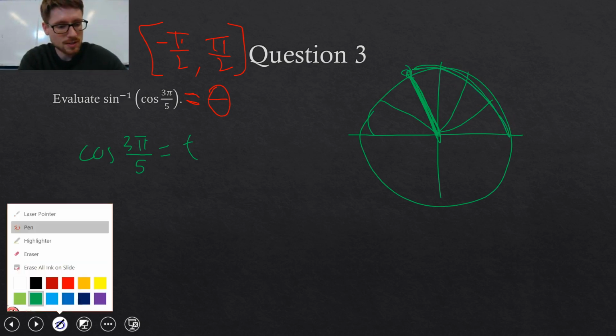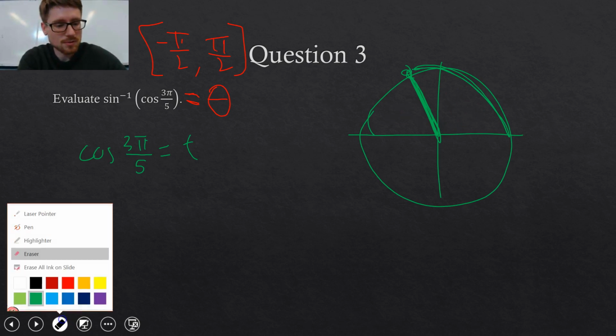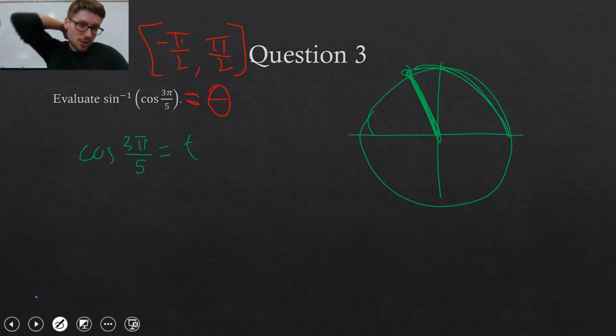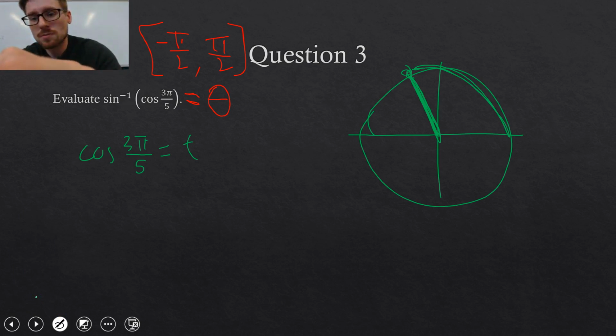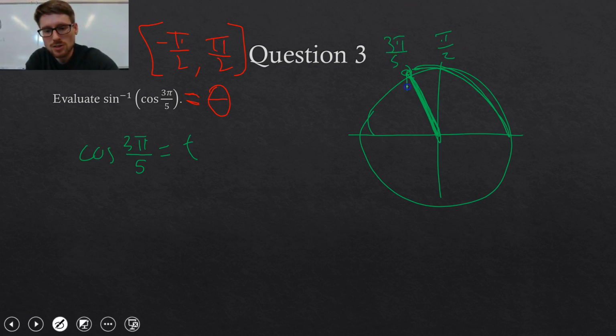I'm going to just erase these other ones so that we're less confused by them. That would be roughly 3 pi over 5. I know it's in quadrant 2 because it's more than pi over 2. It's more than a half of pi. Here's 3 pi over 5. Okay? So cosine of 3 pi over 5 is the x-coordinate. And we commonly just label that side of the triangle as t, as the x-coordinate here, t. So 3 pi over 5 is my angle, and cosine of 3 pi over 5 is t.